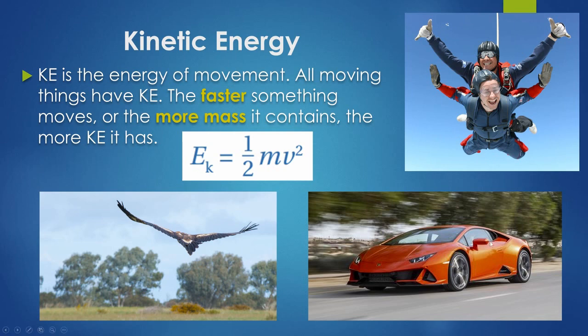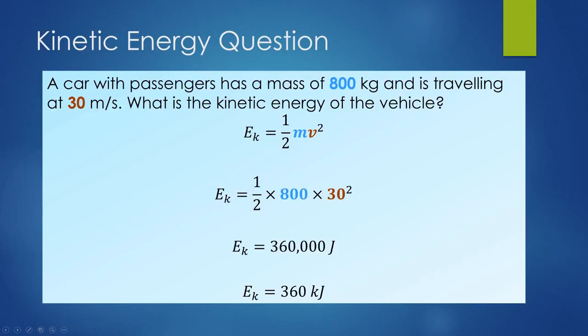So if we know its mass and how fast it's moving, we actually know how much kinetic energy it has. So we could work it out for this car, and we're just going to do that for another car. I'm sure that car's heavier than 800 kilos. So we've got a car with passengers, has a mass of 800 kilograms, and is traveling at 30 meters per second. Now we notice the units are kilograms and meters per second, and that's important. What is the kinetic energy of the vehicle? So we've got the equation E equals, so the K means kinetic, E kinetic equals half mv squared.